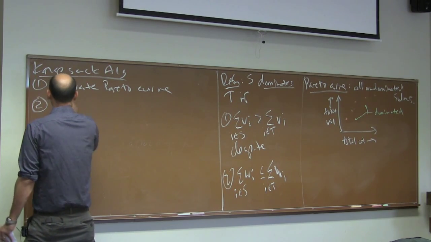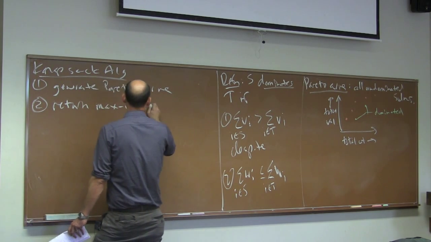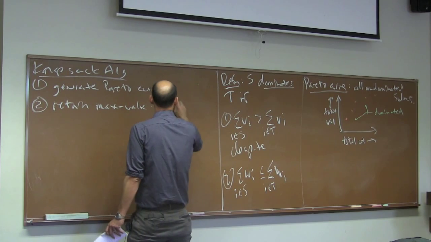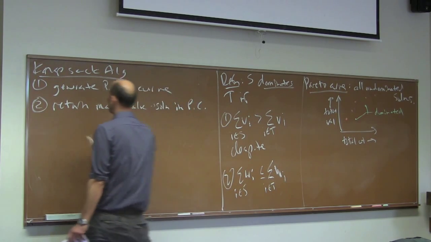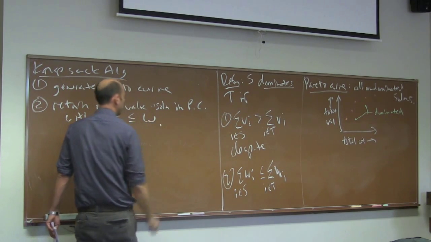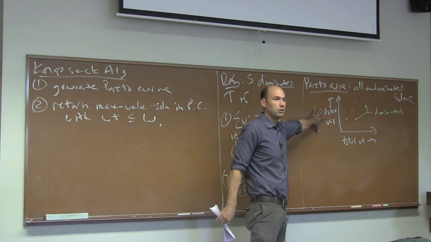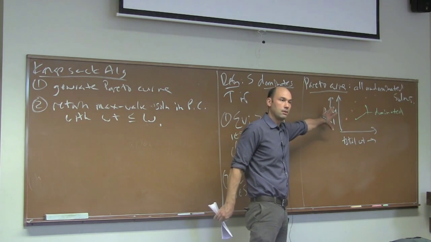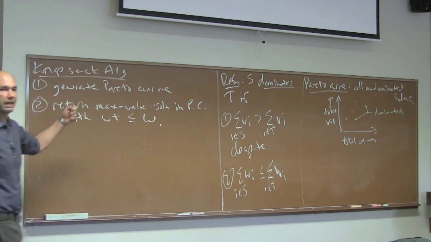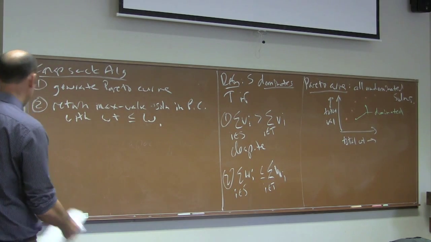Okay? So return the max value solution in the Pareto curve with weight at most capital W. Notice that the Pareto curve doesn't reference the knapsack capacity capital W. Okay, so the Pareto curve depends only on the vis and the wis. Once you then know the knapsack capacity, it's sort of obvious which one you want to pluck out, right? You throw out everything that doesn't fit among those that are left. You take the one with the highest value.